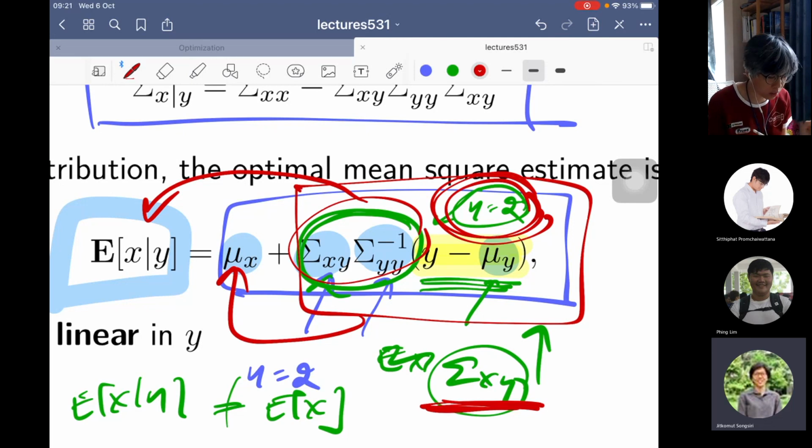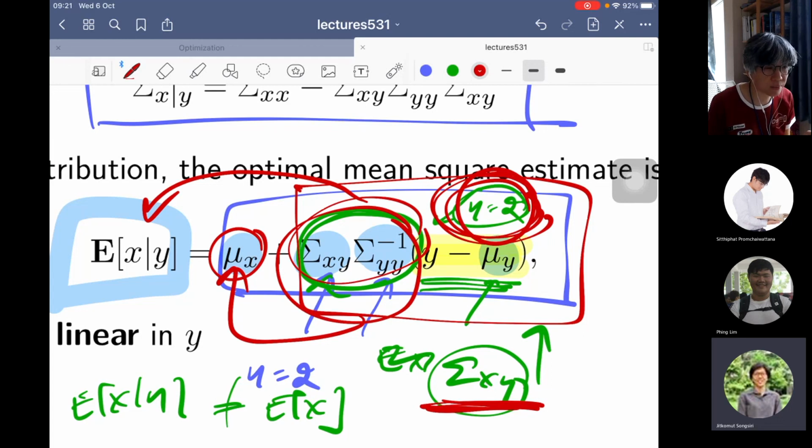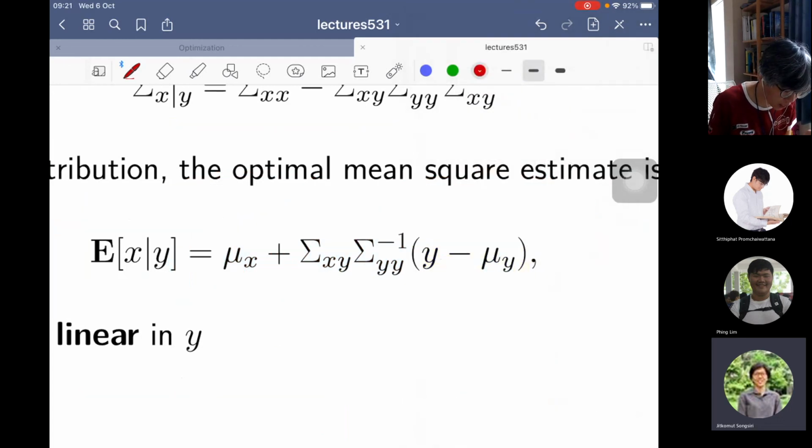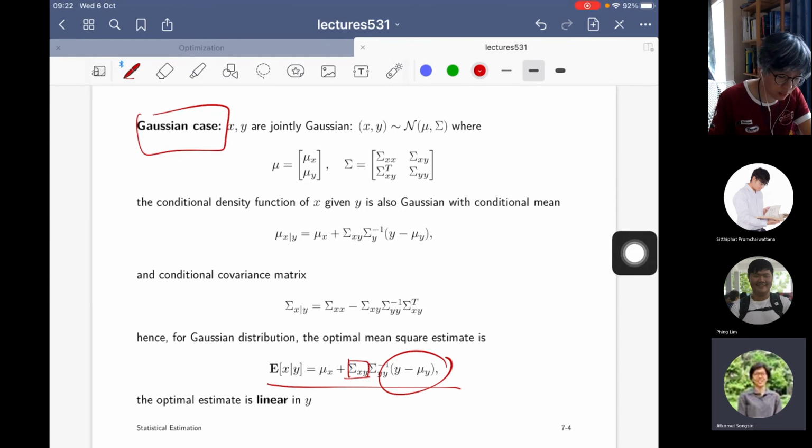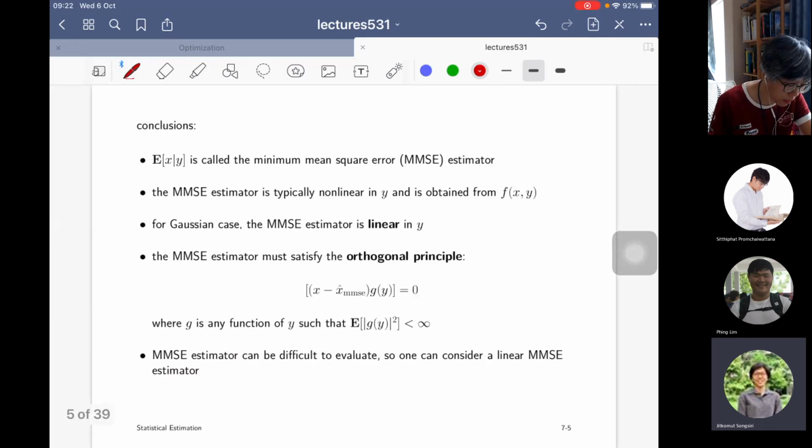If y is not known, of course you use the mean to estimate x. But now that y is known, the effect of the known value of y will be big or small depending on this gain. That gain, the cross covariance of x and y, gives you that proportional scaling. For the Gaussian case, let me conclude again that the conditional mean is linear in y. And when everything is linear, this is simple. Computation is very simple.